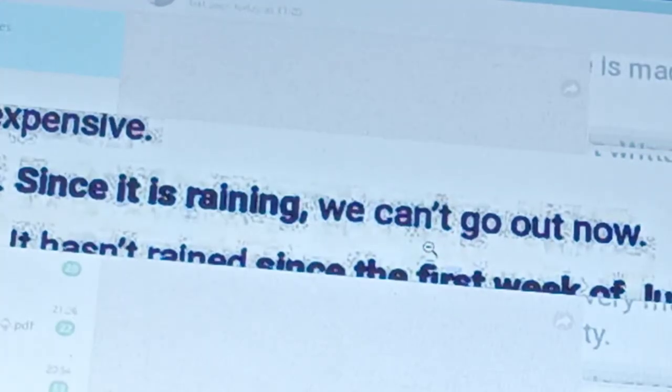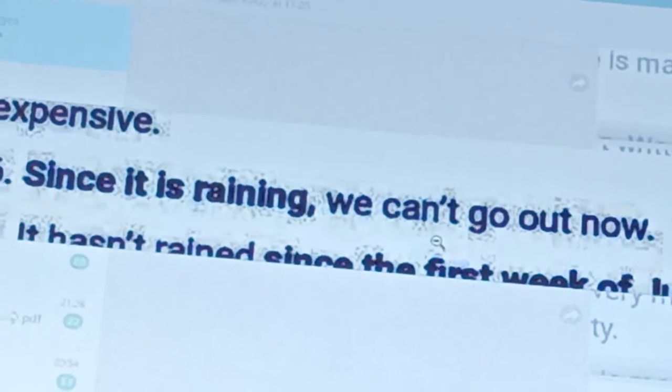It is raining. Full stop. We cannot go out now. Combine with since or as. As it is raining or since it is raining, comma, we cannot go out now. Okay. Since it is raining, comma, we can't go out now. Okay. Today is enough.